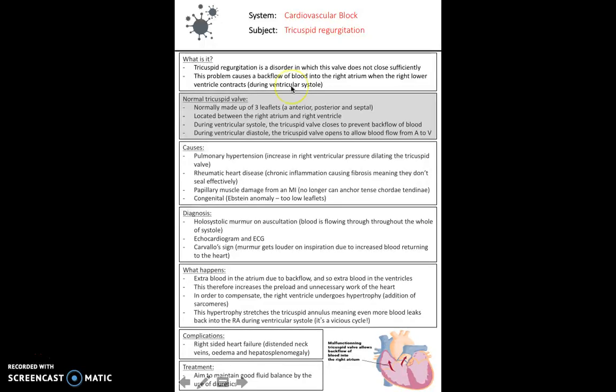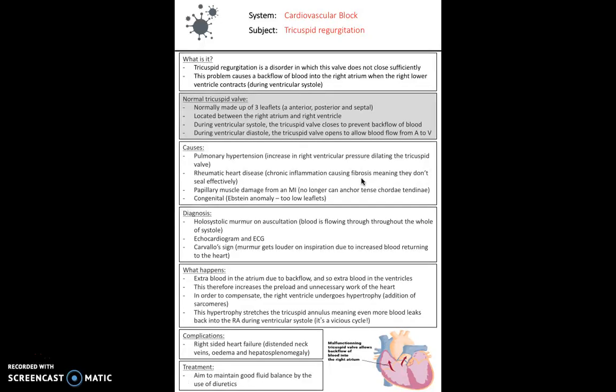Next we have tricuspid regurgitation, so again concerning the tricuspid valve, that valve between the right atrium and right ventricle, and in this case we've got regurgitation, so a backflow of blood from the right ventricle to the right atrium. The causes behind tricuspid regurgitation are a little bit different, so pulmonary hypertension, so this causes an increase in right ventricular pressure which dilates the tricuspid valve and causes that incompetence really for the blood to backflow into the right atrium.